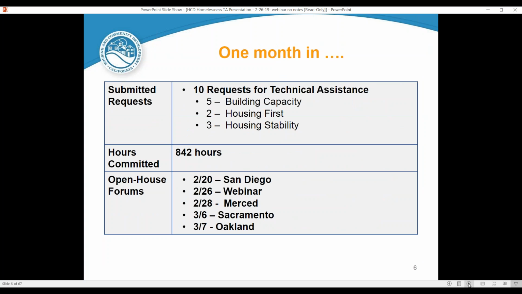So since we have established this technical assistance, 1 month in, we've actually received 10 requests for technical assistance: 5 for building capacity, 2 for housing first, 3 for housing stability, and we have committed already to 842 hours. So there is plenty of technical assistance to go around if you're thinking about submitting a request.